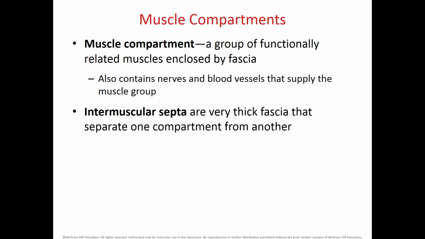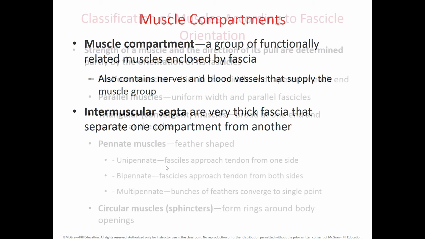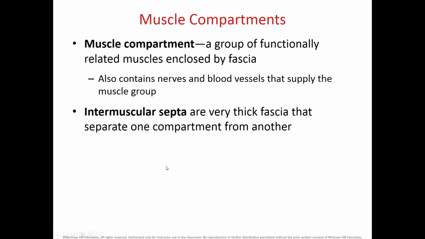Now, several muscles are located functionally within an area, and this area is called the muscle compartment. This area is confined or enclosed by a fascia. The fascia are not compartments of the muscles themselves, but package groups of functionally related muscles into these muscle compartments. Several of these compartments not only have muscles, but also nerves and blood vessels that supply this muscle group.